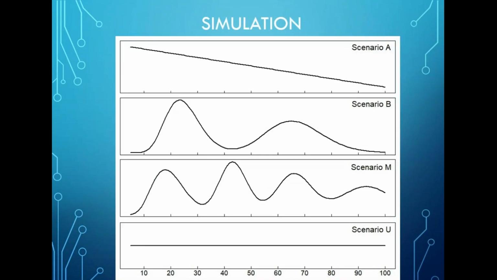So in order to test how well this model was going to work, we first started with simulation. Even though none of these scenarios are probably likely to be what the true distribution of tortoises looks like out there, we just wanted to know how our model would perform at various extremes. Scenario A is this negative linear relationship. Maybe there are a ton of babies and no adults. Scenario B is this sort of peak for smaller sizes and then another peak for larger sizes. Scenario M is this multimodal, and then scenario U is just a uniform. There's an equal number of babies and adults everywhere.